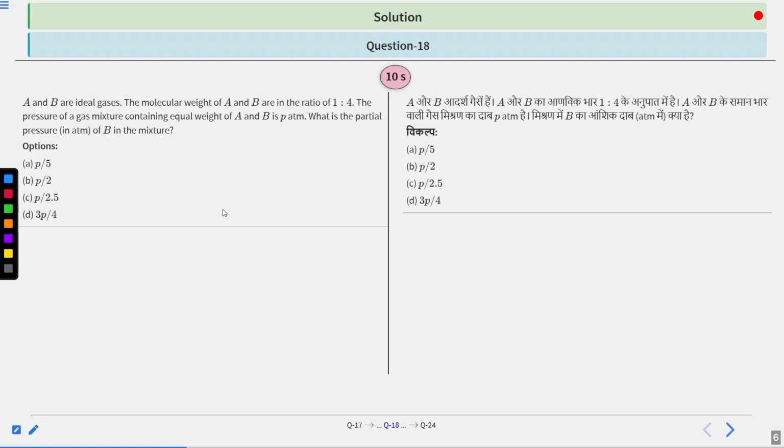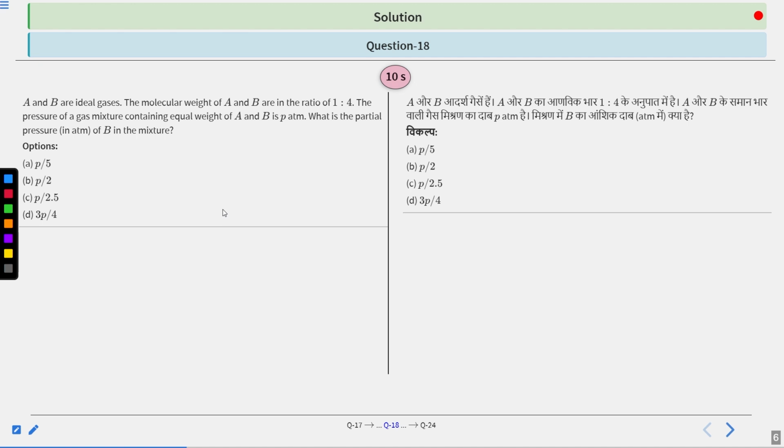Question number 18. A and B are ideal gases. The molecular weights of A and B are in the ratio 1:4. The pressure of a gas mixture containing equal weights of A and B is P atm. What is the partial pressure of B in the mixture? Your options are A, P by 5, B, P by 2, C, P by 2.5, and D, 3P by 4.